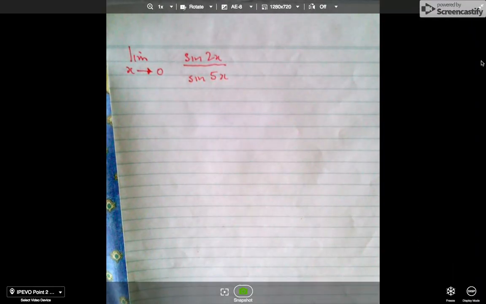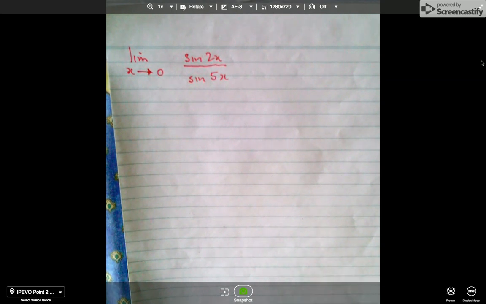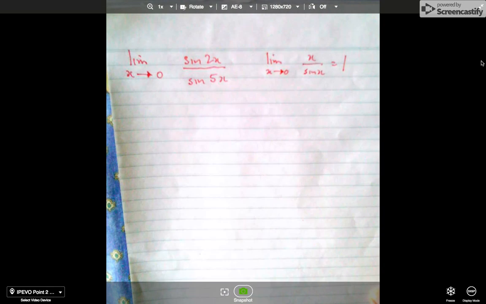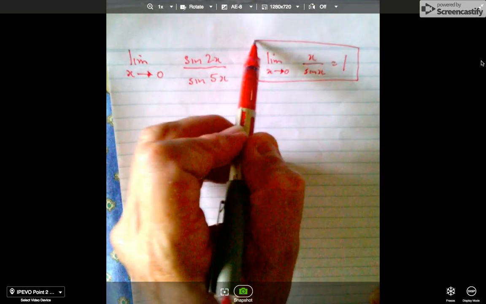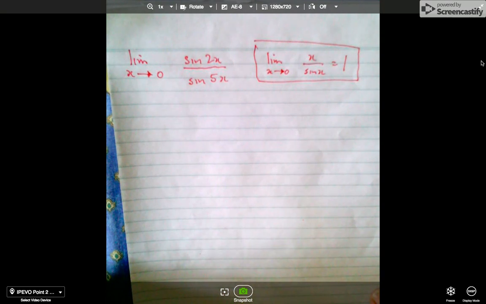Okay, so the next thing we need to do is look at the limits of trig functions. Now, the only thing we can use is that the limit as x tends to 0 of x over sine x equals 1. That's the only thing we can use. And the inverse of it, obviously, that the limit of sine x over x also equals 1.